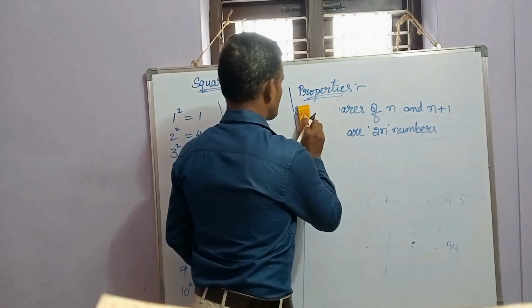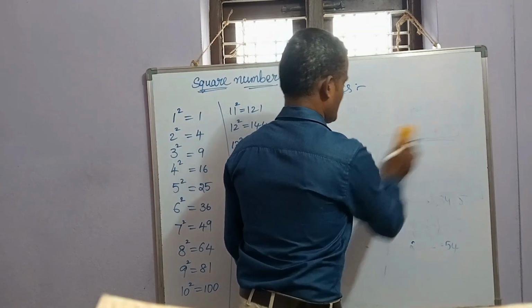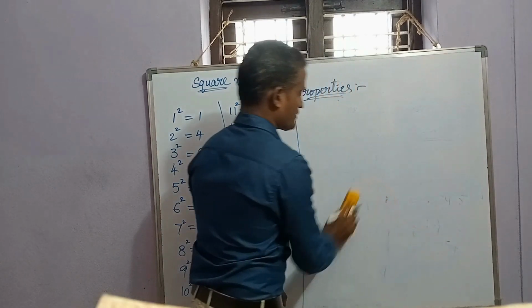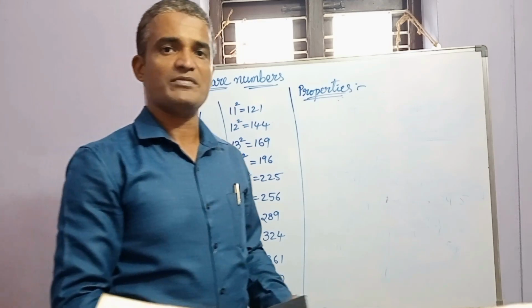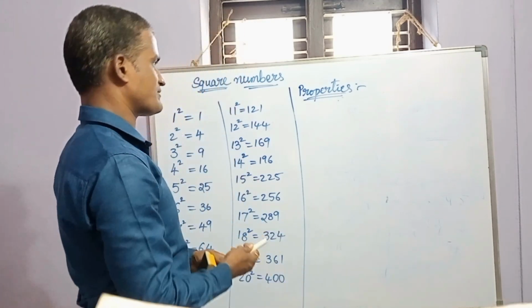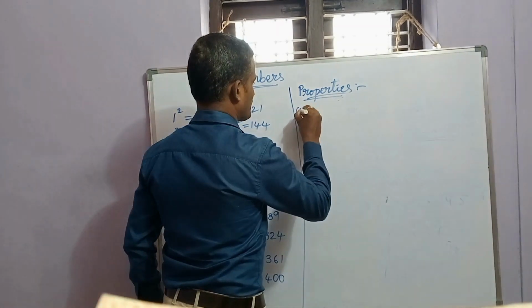So we have done the 3 properties here, and now we have triangular numbers. Okay, so what are triangular numbers? Do you know what triangular numbers are?